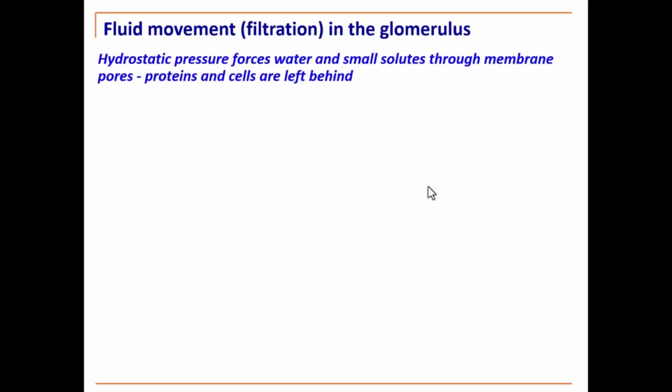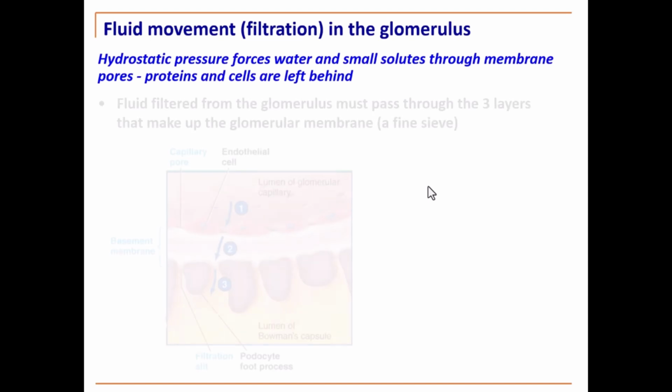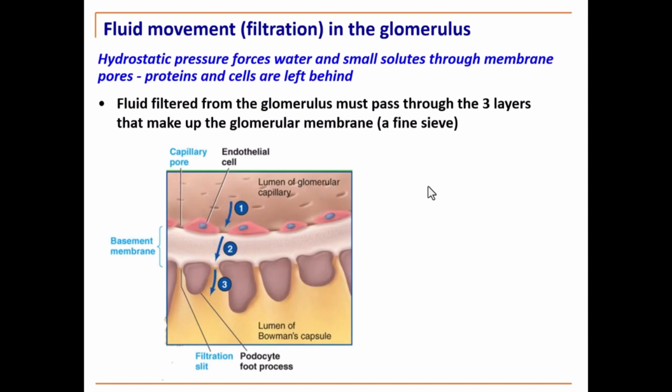So at the glomerulus itself, the hydrostatic pressure, again just like in a regular capillary, forces water and small solutes through membrane pores, and proteins or cells are left behind. So it seems similar in that principle. The principle behind it is the same. But it's actually a lot more complex in its setup. And you need to understand this general setup to think about what happens in a variety of different disease states.